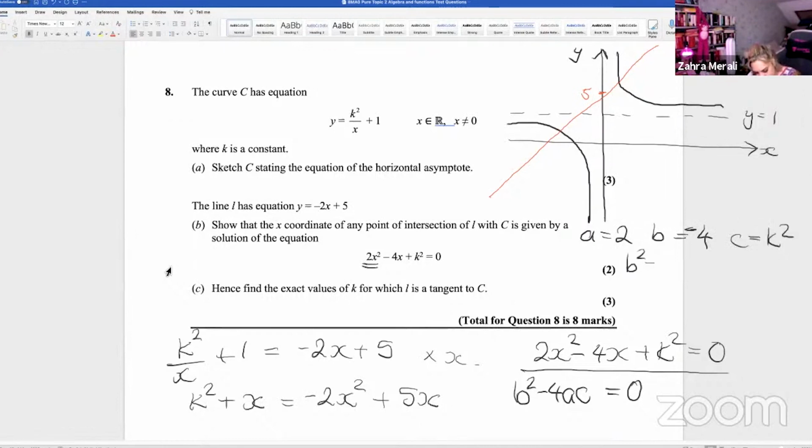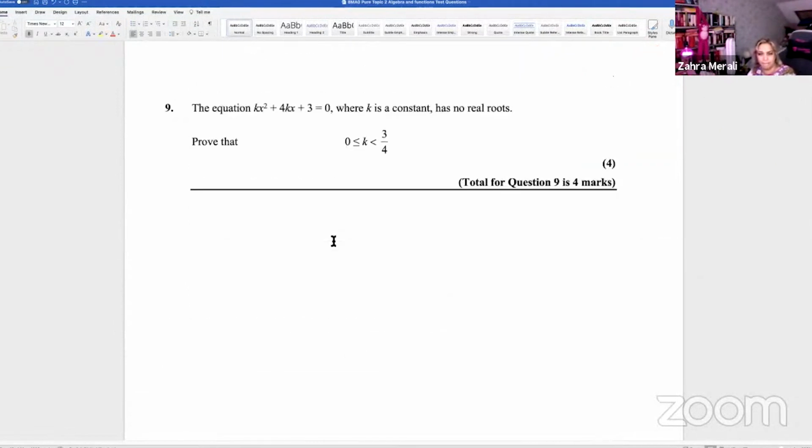So b squared minus 4ac is going to be minus 4 squared, so 16, minus 4 times 2, so 8k squared, equals 0. 8k squared equals 16, so k is plus or minus the square root of 2. So those are your two exact values. Exact values you can't just plug into your calculator. Okay.